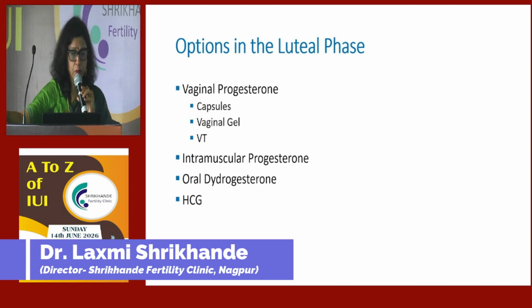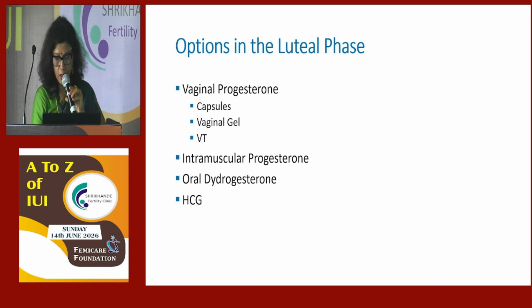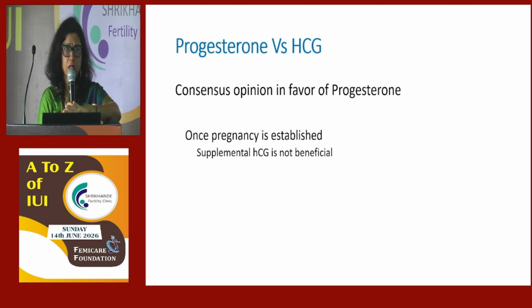What are our options for luteal phase support? We have vaginal progesterone, intramuscular progesterone, oral dydrogesterone, and HCG. Vaginal progesterone, we have capsules, we have vaginal gel, and we have vaginal tablets. Now let us see which one you should prefer. This is again for the sake of completion of the presentation. HCG we don't use as a luteal phase support. So don't give HCG after you have done IUI.